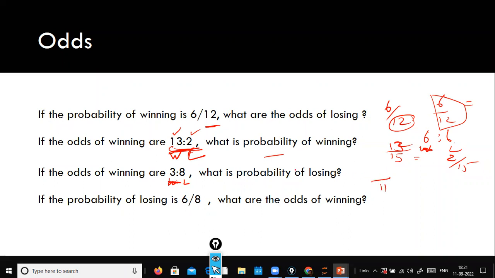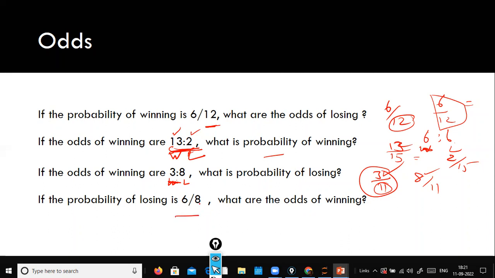If you convert the odds into probability, 3 divided by 11 is the probability of winning, and the probability of losing is 8 over 11. Out of the 11 possible outcomes, there are three chances that you can win, and the remaining 8 chances that you can lose. Now they've given the probability of losing, and you need to convert it to odds.